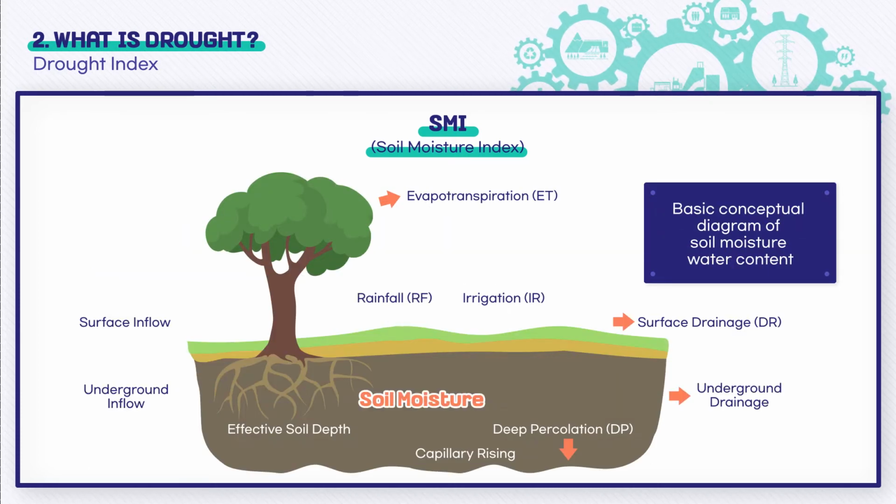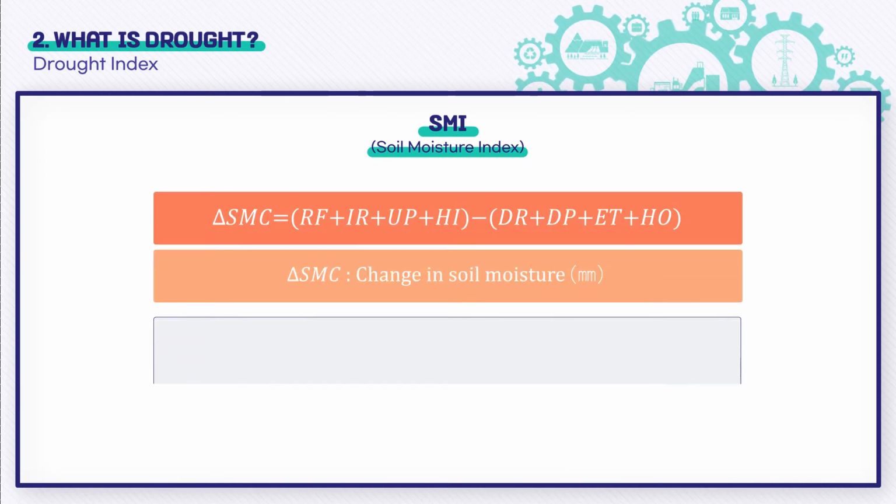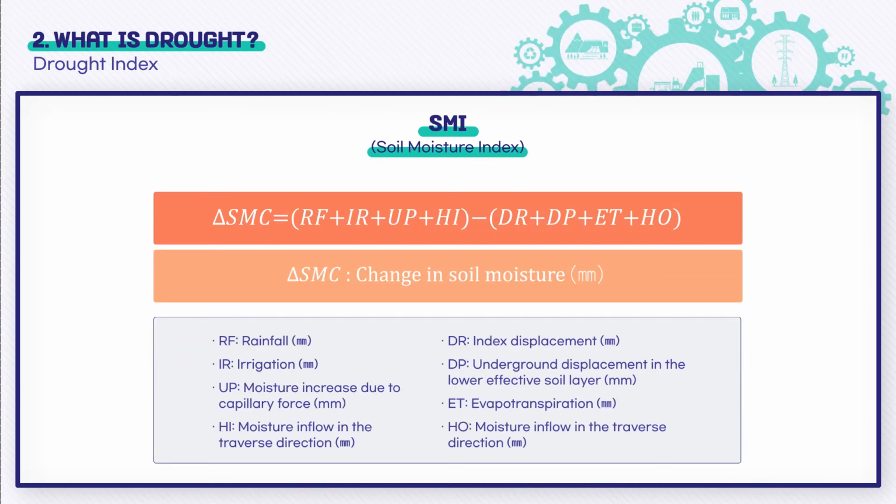Soil moisture is calculated by considering a variety of factors that increase or decrease the soil moisture ratio. For example, precipitation and irrigation flow, indicated by blue arrows, are factors that increase the ratio, while factors such as displacement and evapotranspiration, indicated by red arrows, decrease the ratio. The algorithm for calculating SMI is as follows.